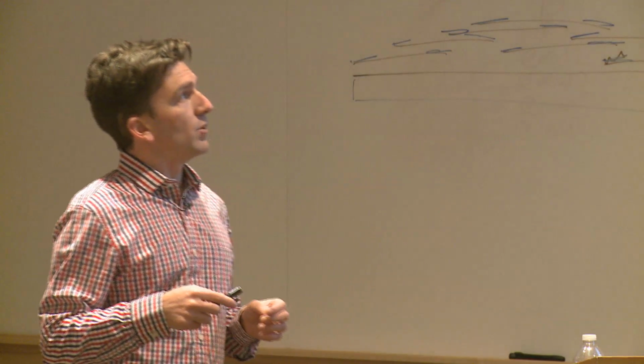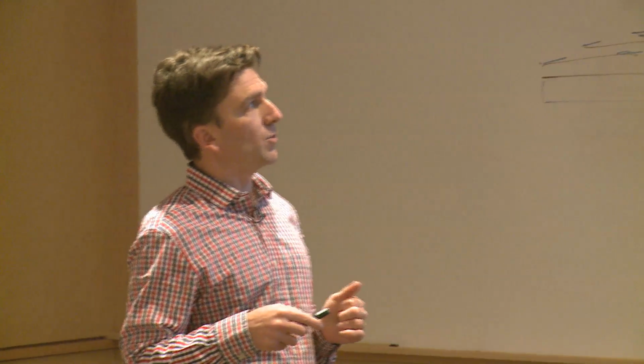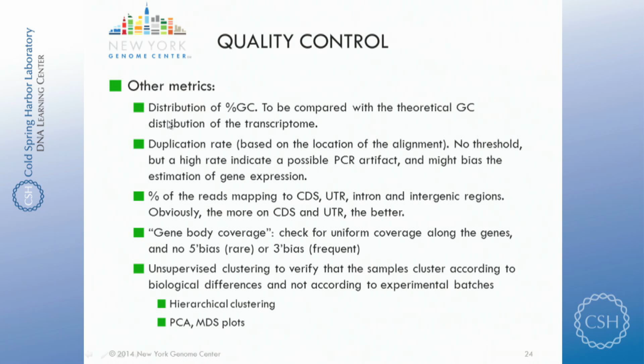The other metrics that we measure: the distribution of GC, that you had from the FastQC, okay? You can also compute it from the alignment, and that might be slightly different because only the reads that map to the genome would be considered, and so all the long reads of Gs that we saw this morning won't map to the genome, and that will change a little bit the distribution of the GC content.